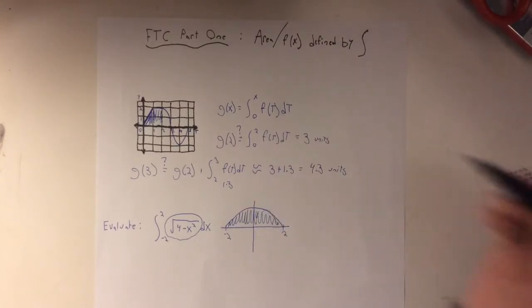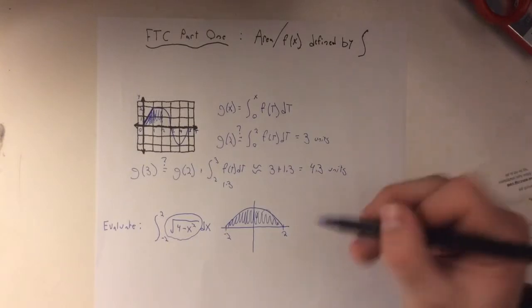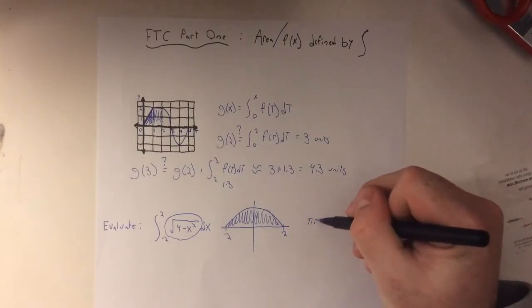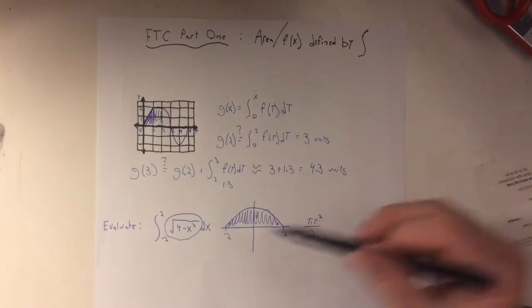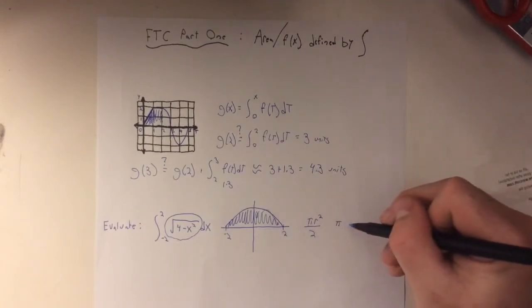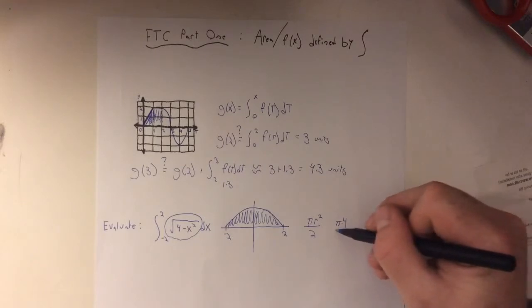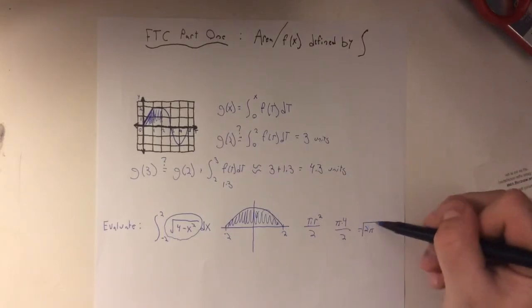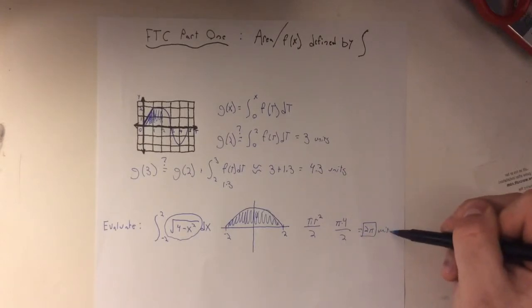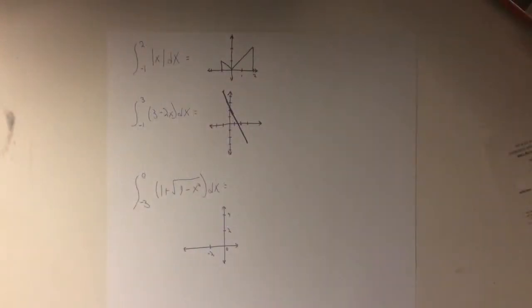But luckily, we already know the area for a circle or a semicircle. It's pi r squared. That's the area for a circle, so we just need to divide it by 2. And our radius is 2, so it's just pi times 4 divided by 2, which is just 2 pi, which is our final answer. 2 pi units. Don't forget your units.